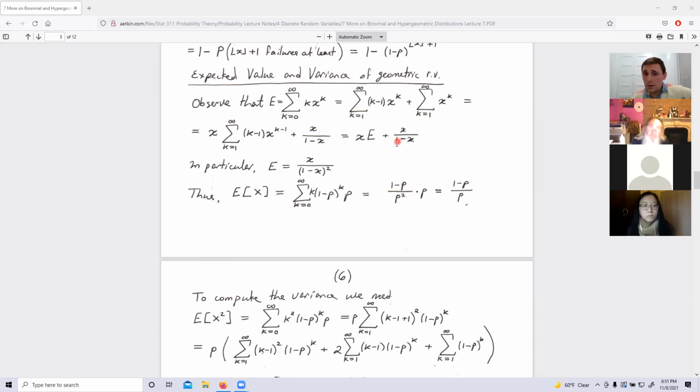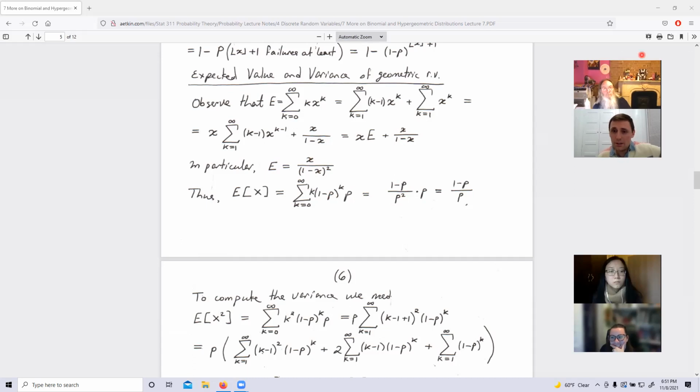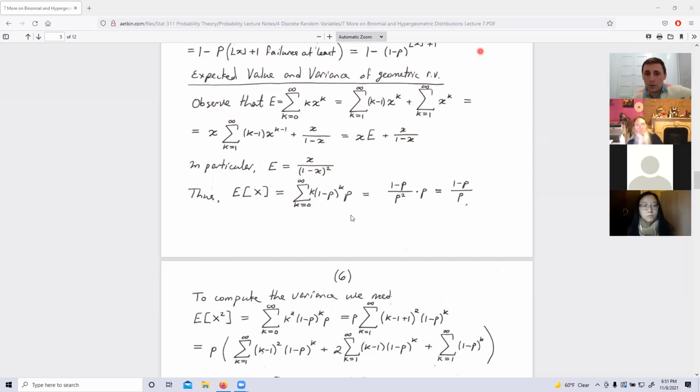You see x over 1 minus x. If x is 1 minus p, then 1 minus x is p, and I square it here. It's confusing to say that, but you see how I apply it. And then all I need to do is multiply it by p. So what do you get? You get that the expected value is 1 minus p divided by p.